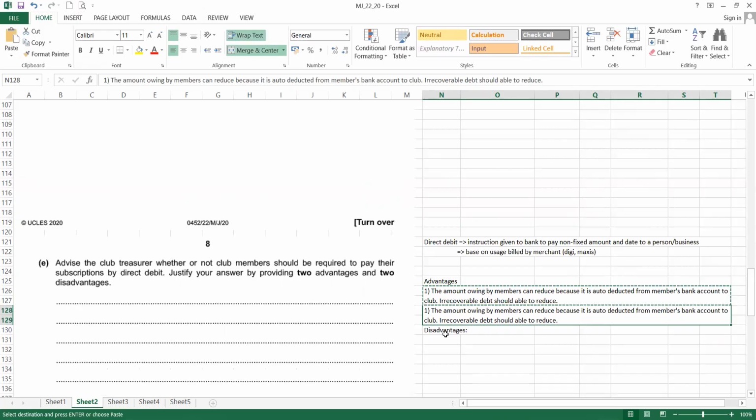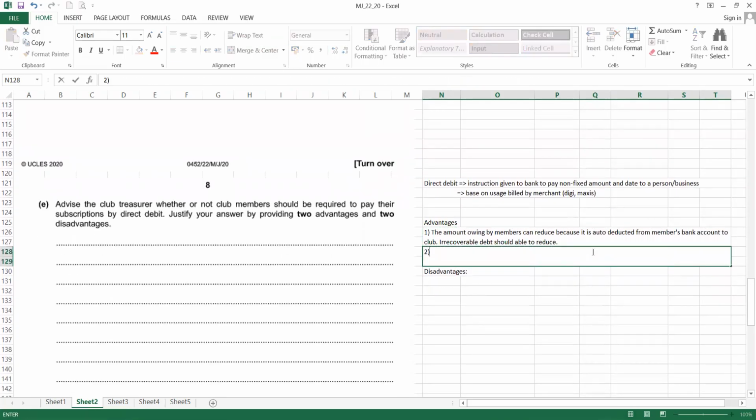Another advantage, because they want two advantages: if it is direct debit, we don't need to chase members to make payment. It reduces administration cost because there is no need to chase or remind members to make payment. Once you fix the date, the bank will automatically deduct for you. It's just that the amount may be different. Okay, that is direct debit.